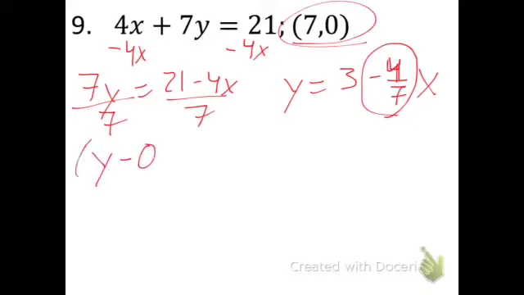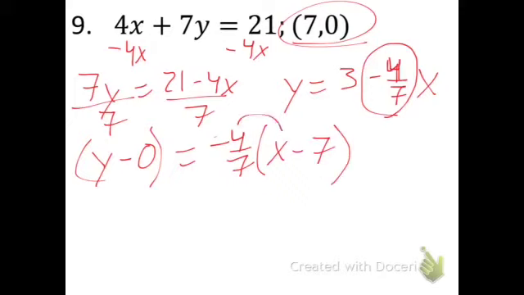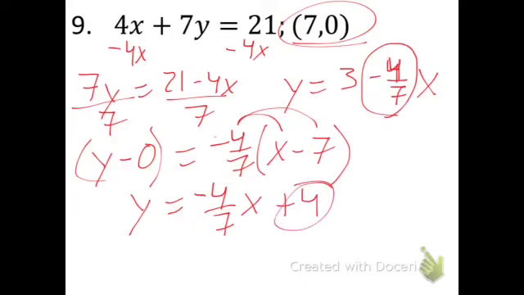y minus 0 equals negative 4/7 x minus 7. Distribute that through. Left side becomes just y, right side becomes negative 4/7 x, and then we're going to add 4, because 4/7 times 7 is 4.